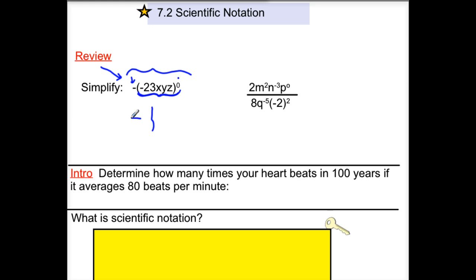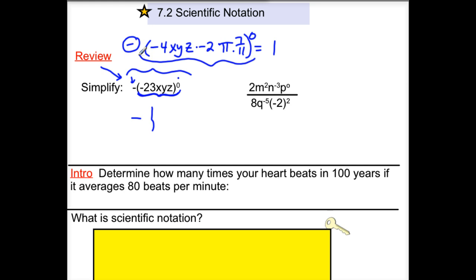Now, again, be very careful with that, because if I put negative 4xyz times negative 2 times pi times 7/11, and I raise it to the 0, anything to the 0 power is 1. But the minute I go like this, and it's outside of the parentheses, that means take the opposite of that, or negative 1 times that, and I get a negative. So be very careful with how you interpret that.